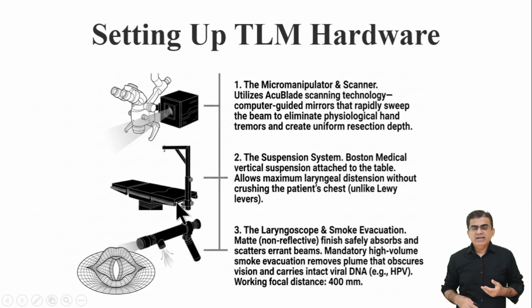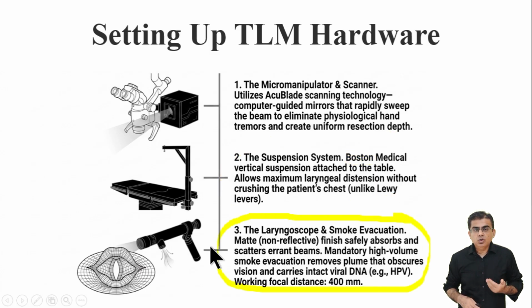Finally, look at the bottom of the diagram. This is our specialized surgical laryngoscope. It must always have a dull matte finish. If your laser beam accidentally hits the scope, the dull metal absorbs and scatters the light safely. It strictly prevents the hot beam from bouncing into the healthy throat tissue.